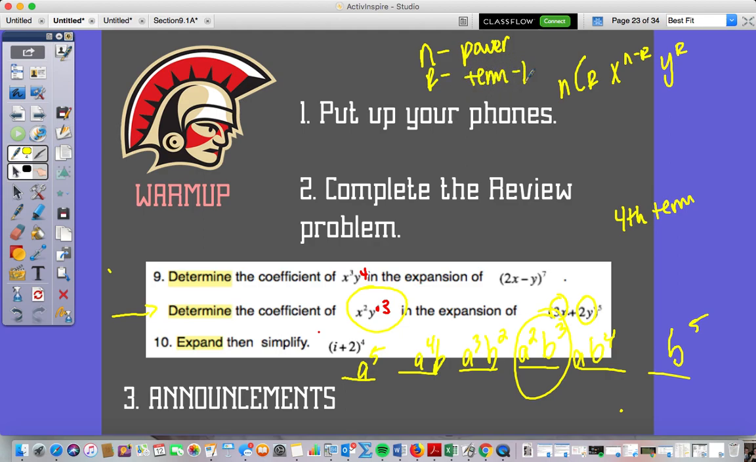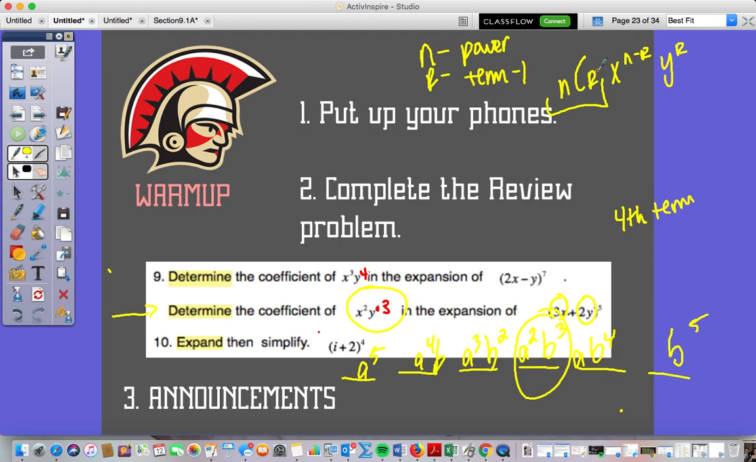So n is the power. And r is the term minus 1. Is that C supposed to be big? Yeah, the C is big. The n C r part is the calculator part. And then x to the n minus r and y to the r.